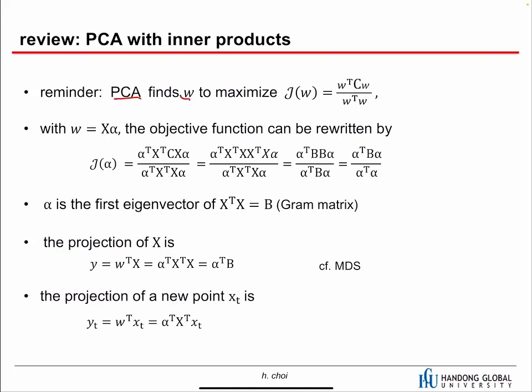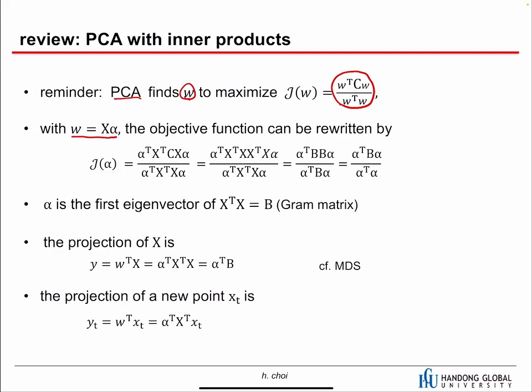PCA finds the eigenvector to maximize this Rayleigh quotient. With this, again, W is the eigenvector. Then this eigenvector should be in the data space, and this data space can be spanned by the data samples. So if we don't have data samples, then there's no eigenvector there.